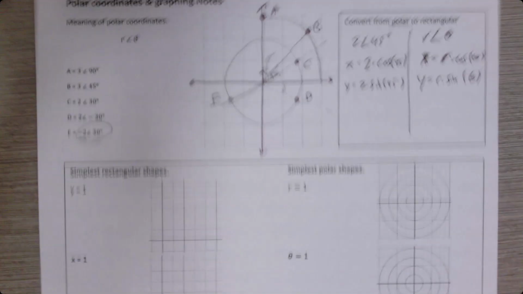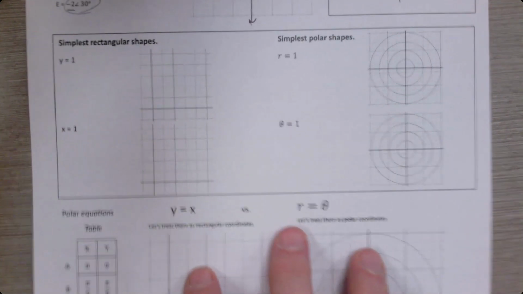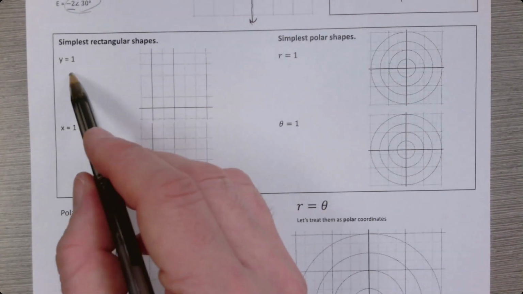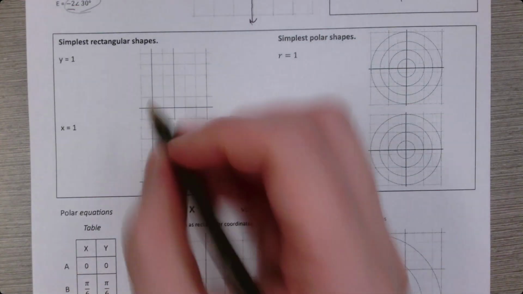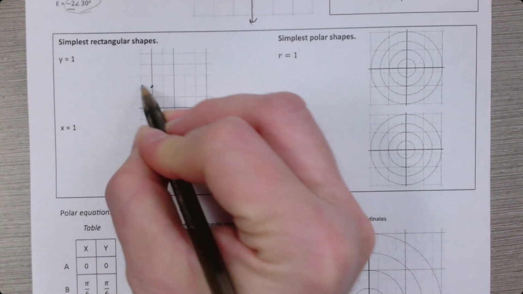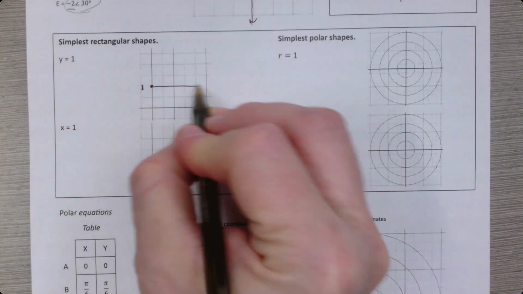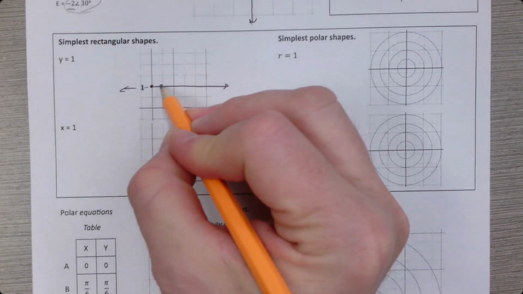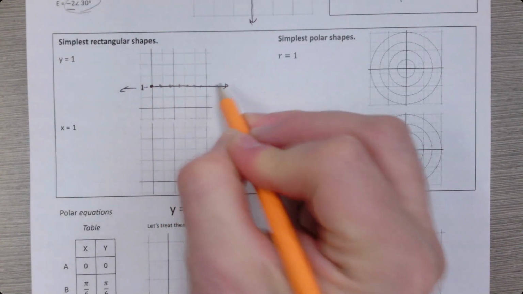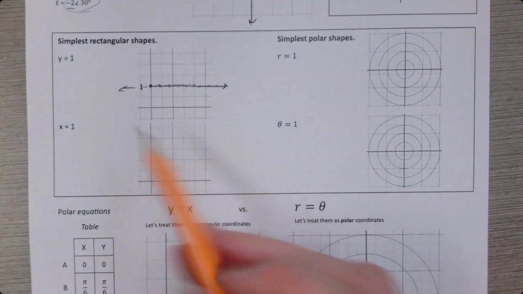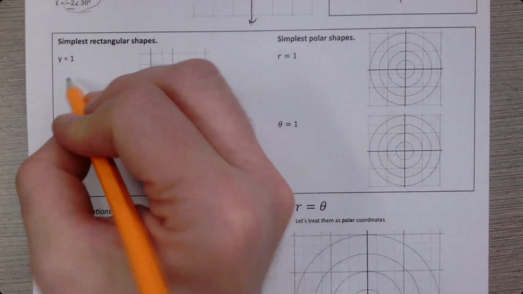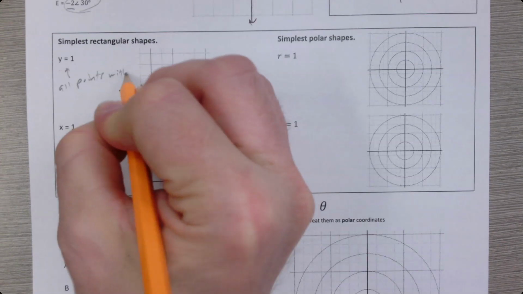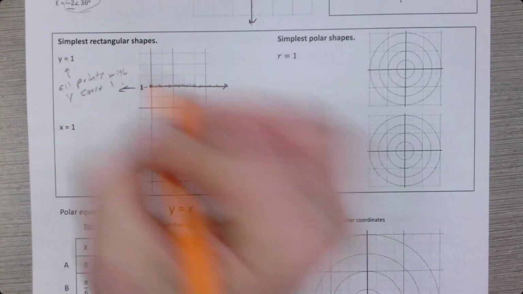Alright, let's look at the absolute simplest graphs that you can make with polar and rectangular. So if I'm in rectangular, y equals a constant and x equals a constant are the simplest graphs I could make. So let's put 1 up here. If y equals 1, that of course is just the horizontal line at 1. Let's remember what it means to be a graph though. What it means to be a graph is it's the infinite set of points that all satisfy that equation. So this line is actually just all points with y coordinate of 1.